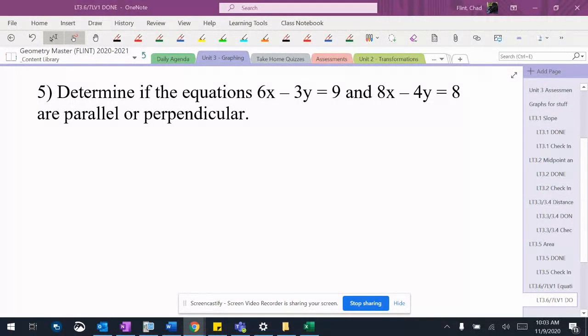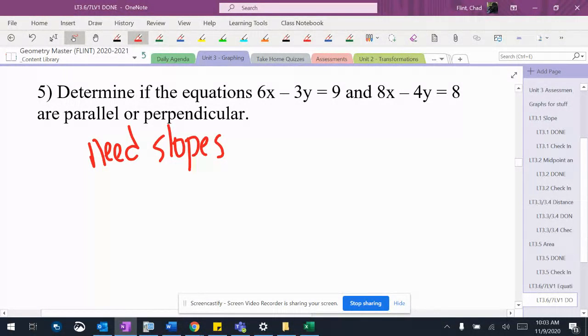So if I have two equations of lines and I want to know if they're parallel or perpendicular, I need the slopes, because then I'll examine their slopes and I'll see exactly what's going on with them. So I'm going to take both of these equations and I'm going to solve them for y so that I know what their slopes are.